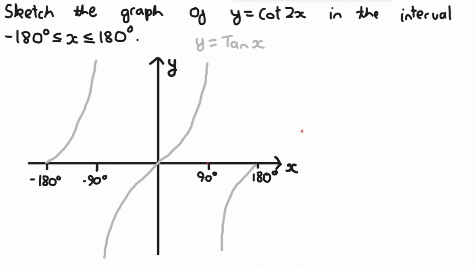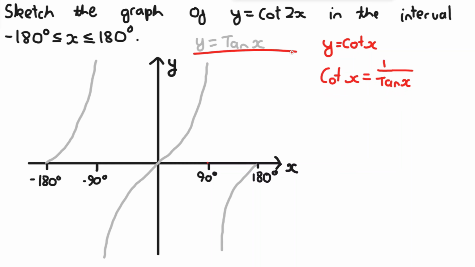So here's another example. As I said before, I think the best thing to do is to first sketch the untranslated graph, which is going to be y is equal to cot x, and as cot x is equal to 1 over tan x, I think it's good to first draw the tan graph to base your drawing of the cot graph around this.